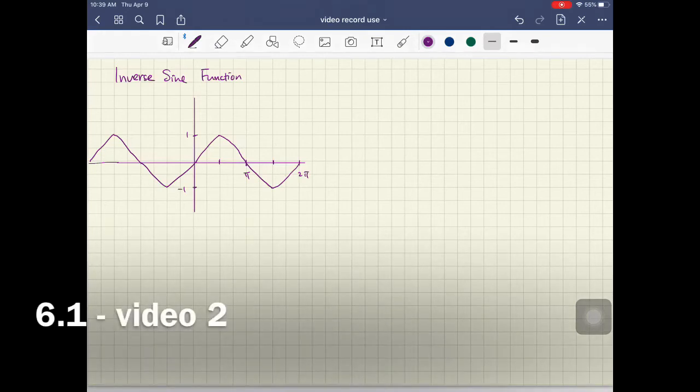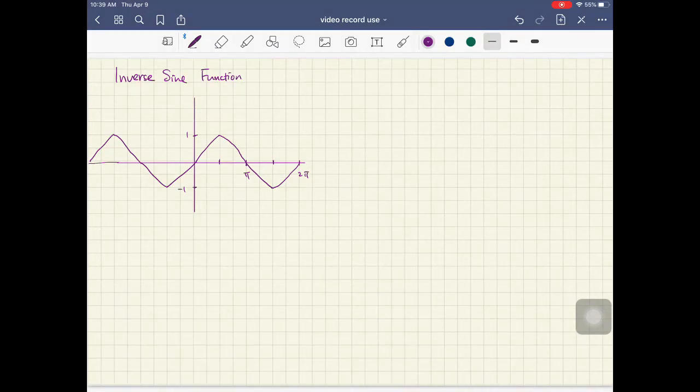This is the second video for section 6.1. In this video, we're going to mainly focus on the inverse sine function. At the beginning, I have the sine function graph, one period, drawn on the screen. You can see it passes the vertical line test.